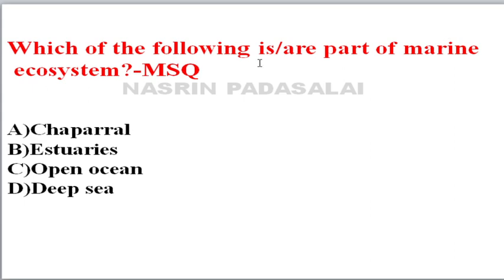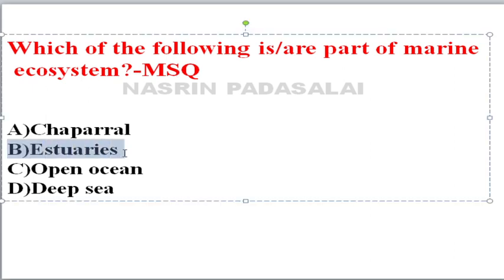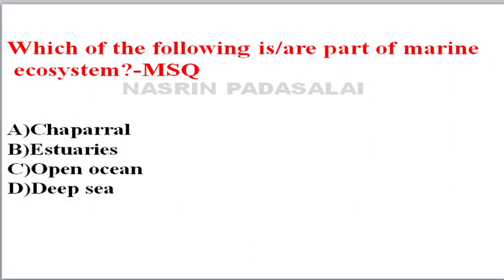The marine ecosystem is nothing but an aquatic environment which has a high level of dissolved salt. It consists of open ocean, deep ocean and coastal regions. Estuaries also come under this, because an estuary is an area in the coastal division where fresh water from the river mixes with the sea water. So option B, that is estuaries, open ocean and deep sea, is the answer.